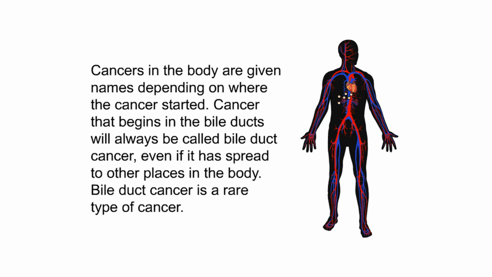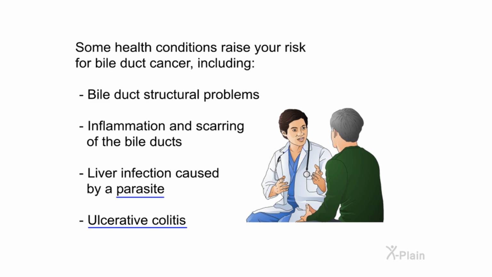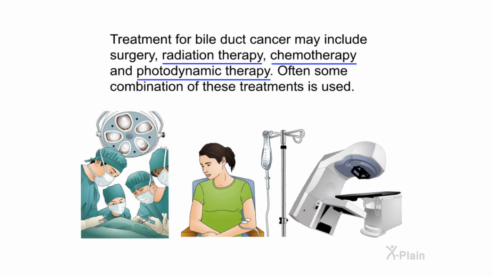Cancers in the body are given names depending on where the cancer started. Cancer that begins in the bile ducts will always be called bile duct cancer, even if it has spread to other places in the body. Bile duct cancer is a rare type of cancer. Some health conditions raise your risk for bile duct cancer, including bile duct structural problems, inflammation and scarring of the bile ducts, liver infection caused by a parasite, and ulcerative colitis. Treatment for bile duct cancer may include surgery, radiation therapy, chemotherapy, and photodynamic therapy. Often, some combination of these treatments is used.